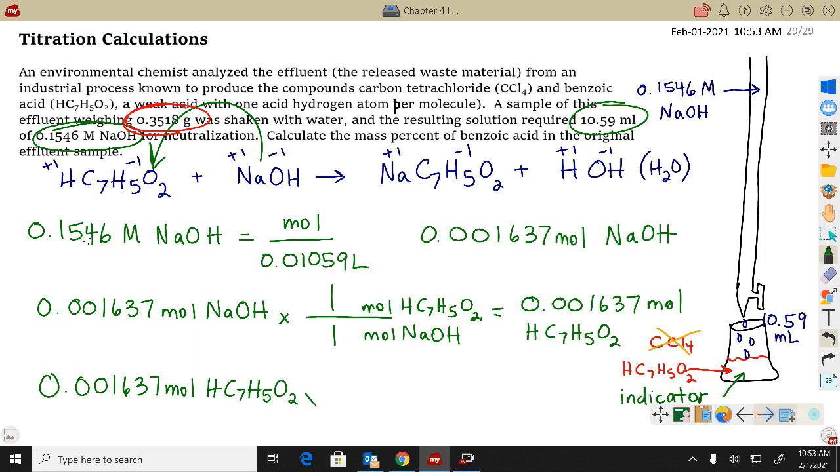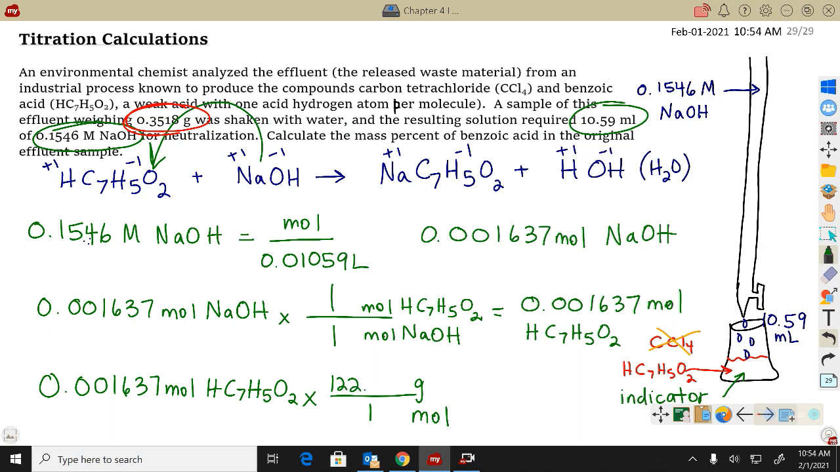C7H5O2. Well, I could do that. Cancel moles. On the bottom, I want it in grams. I want mass. So 1 mole would have the mass on my periodic table. I just have to add this all up: a hydrogen, 7 carbon, 5 more hydrogen, and 2 times the oxygen.